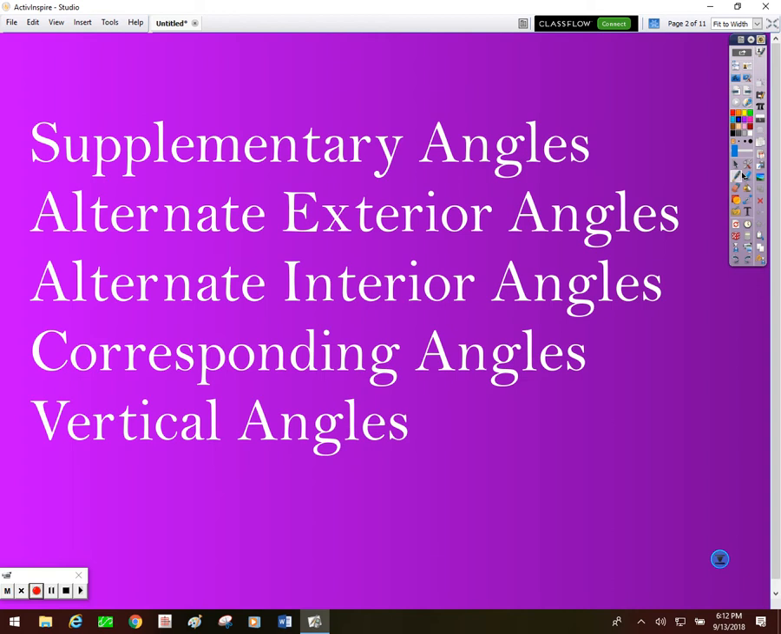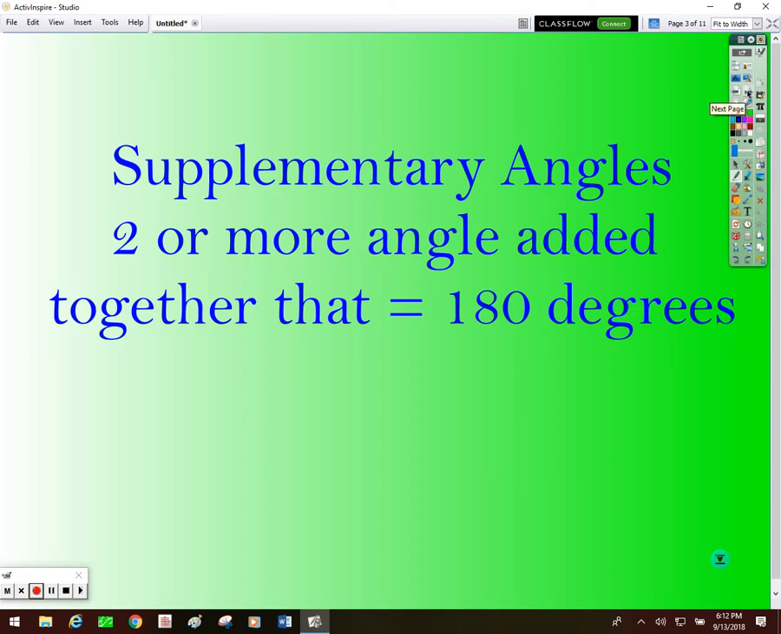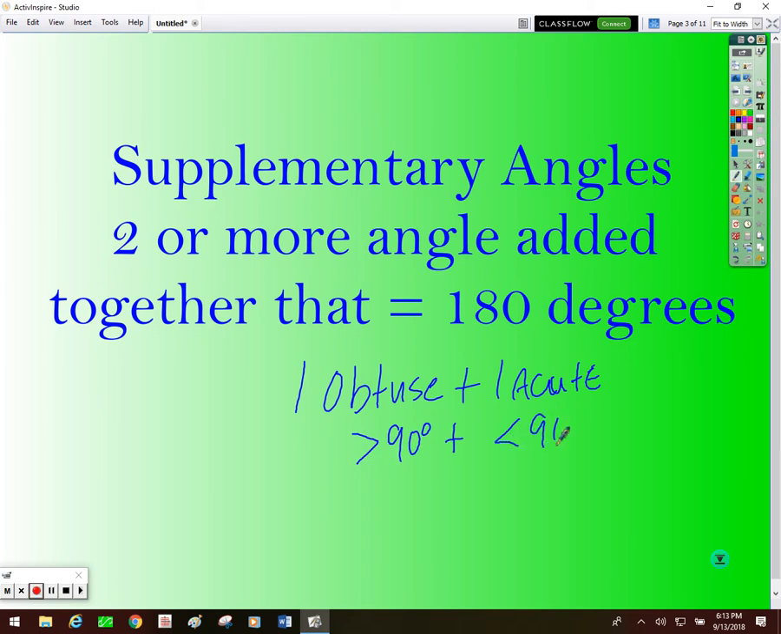Remember, these four are done the same way. They are basically the same. They are congruent angles. Supplementary angles are a little bit different. They're their own kind of animal. Remember, supplementary angles are two or more angles added together that equal 180 degrees. And we gave ourselves a little hint of what we're looking for: one obtuse angle plus one acute angle. Remember, one angle more than 90 degrees plus one angle less than 90 degrees. That's what we're looking for when we're solving these problems.